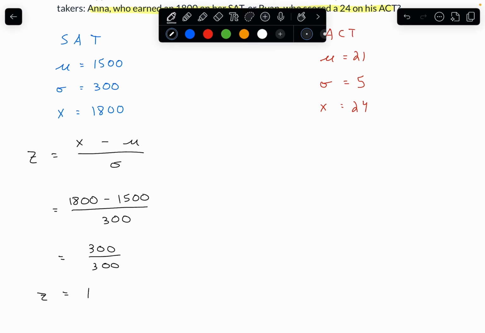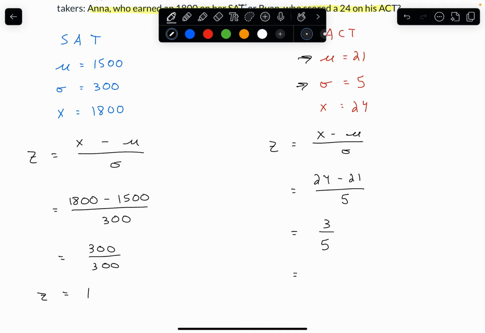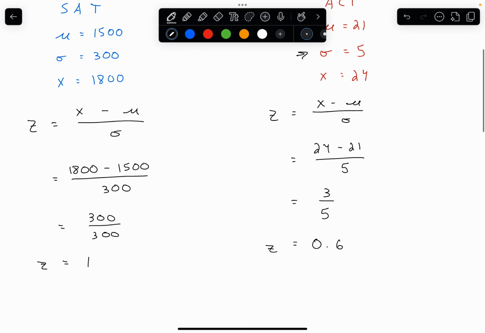Then I'm going to compare that against the ACT scores over here. Using the exact same formula, but in this case my mean and my standard deviation are a little bit different. My z-score again is x minus the mean divided by my standard deviation. So my z-score is 24 minus 21 divided by 5. So I have 3 over 5, which simplifies to, if we wanted a decimal, 0.6 as our z-score. Here we've got the z-score for Anna, which we'll highlight in blue, and the z-score for Ryan over here on the right, which we'll highlight in red.